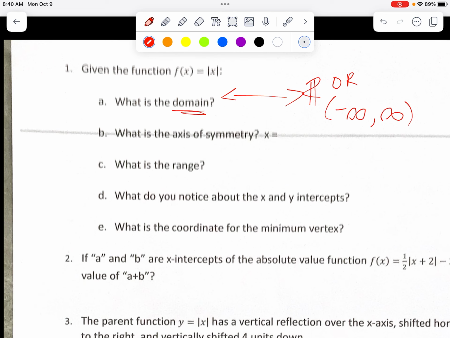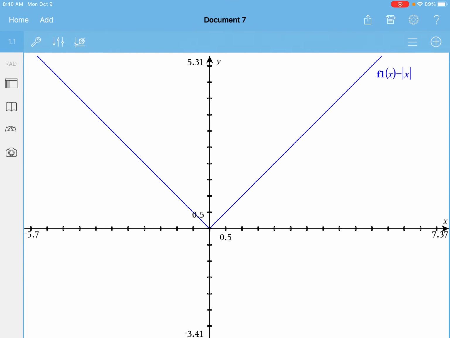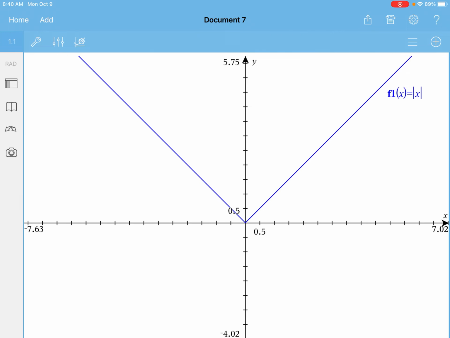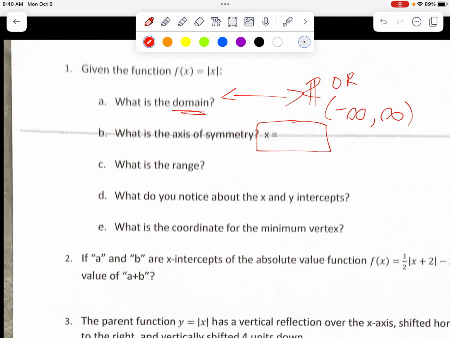The axis of symmetry is going to be an x equals equation, and that is where it crosses the graph or splits the graph right down the middle. If I were to ask you where this splits the graph down the middle, it splits it right at 0 on that x-axis. So our axis of symmetry is x equals 0.